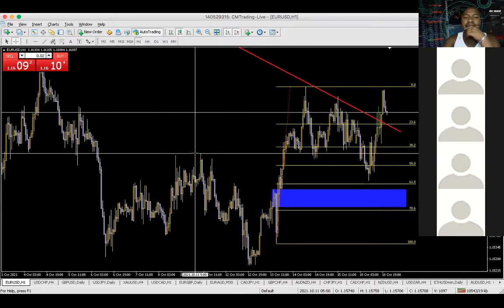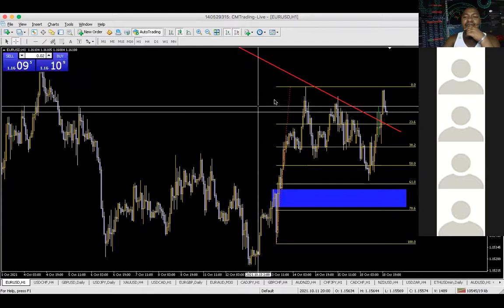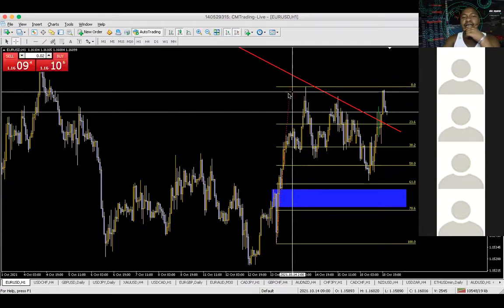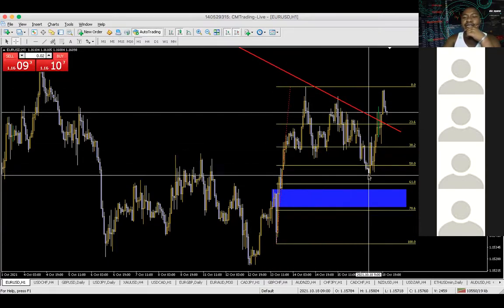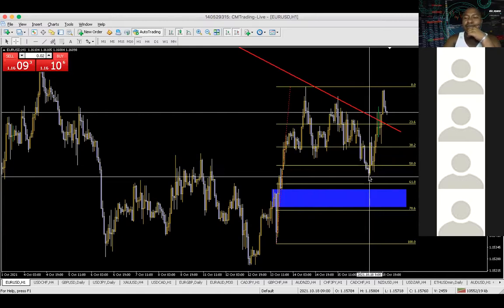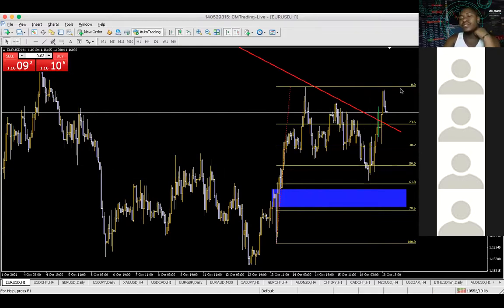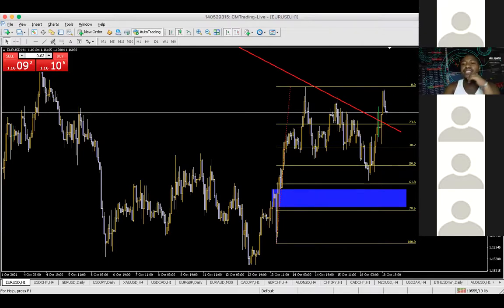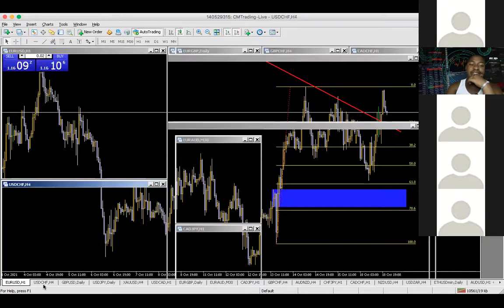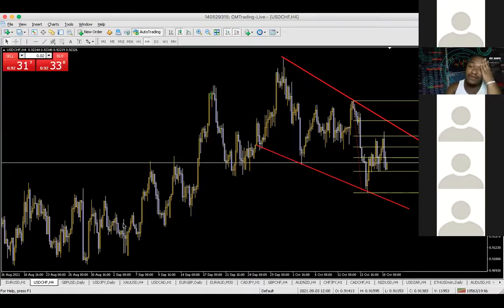So the peak was high. The market broke the previous high, and then we had a new low here. This might be a very good start of the bullish market. It's not written in stone, but this might be a very good start of the bullish market, right? First up, and then let us now look at USDCHF.